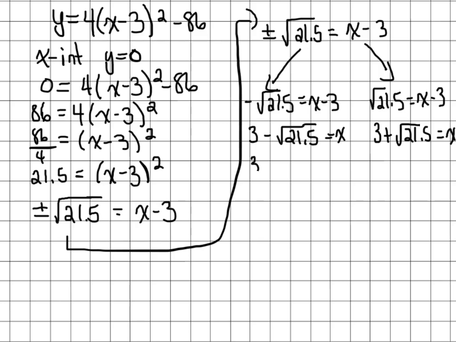So I have 3 minus 4.64 equals x, or 3 plus 4.64 equals x. And so that gives me either negative 1.64 or I have 7.64.